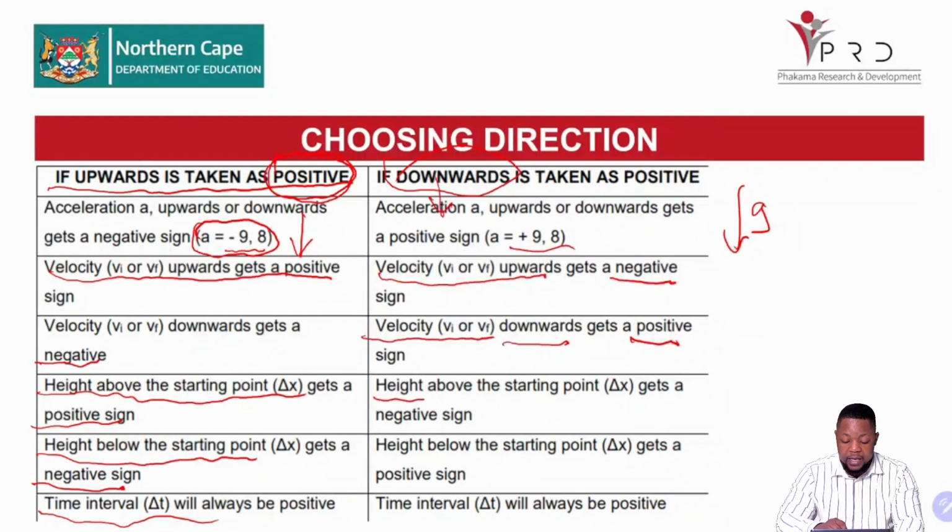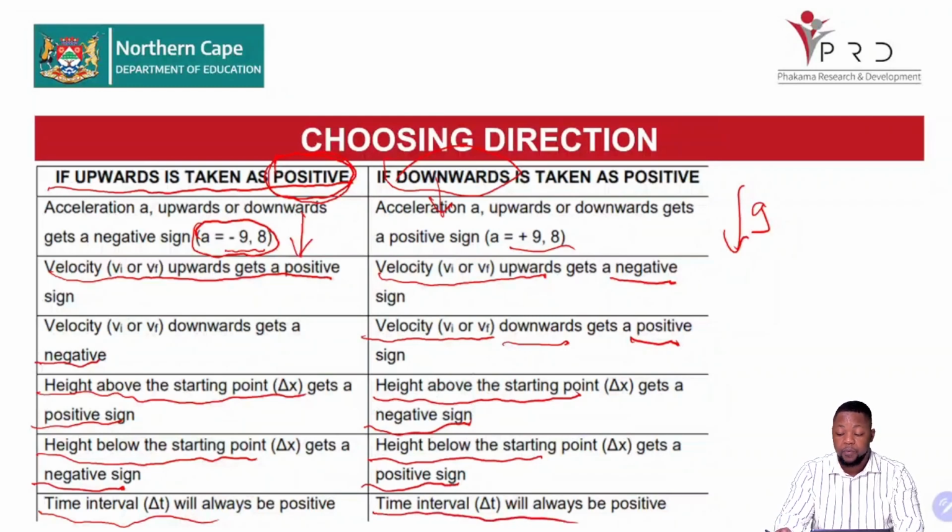Then your height above the starting point will have a negative sign because you chose downwards as positive. And your height below the starting point will have the positive sign because you chose downwards as positive. Again, the time interval is always positive. Time is a scalar quantity. Should you calculate your time and get a negative answer, you need to go back and check where the error is, because time cannot be negative.